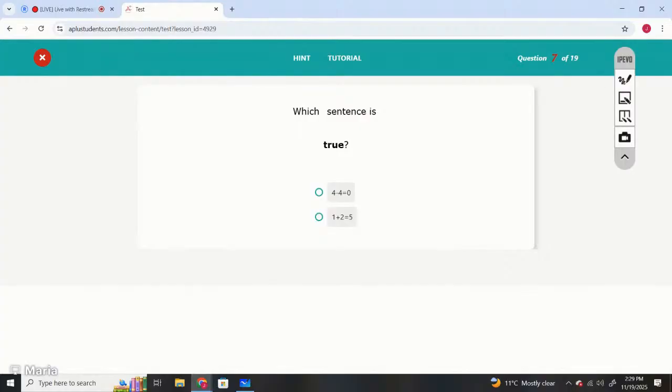Four take away 4 is 0 and 1 plus 2 equals 5. Which is the correct option? Four take away 4 is 0. Option number 1 is the correct option. Okay, you can complete the lesson by yourself later today. Let me just move on to the next lesson.